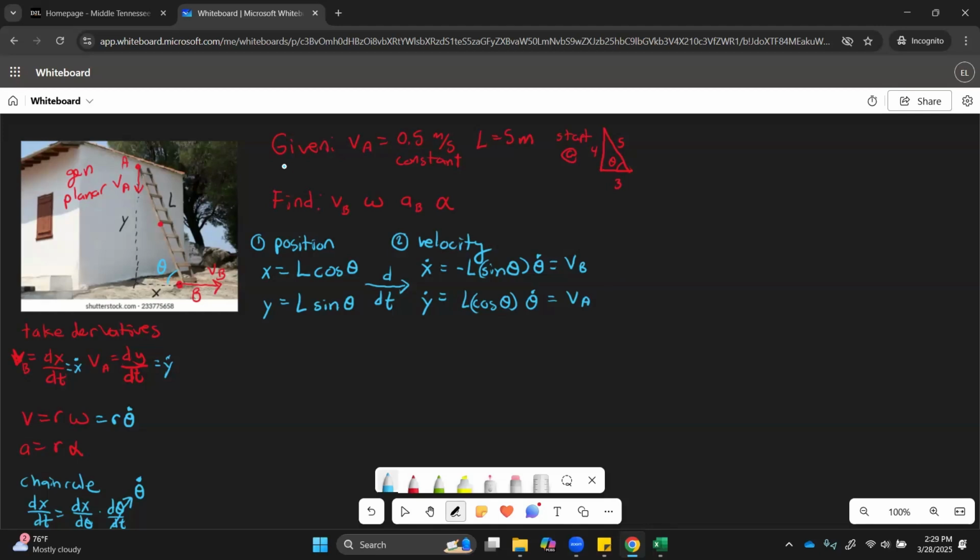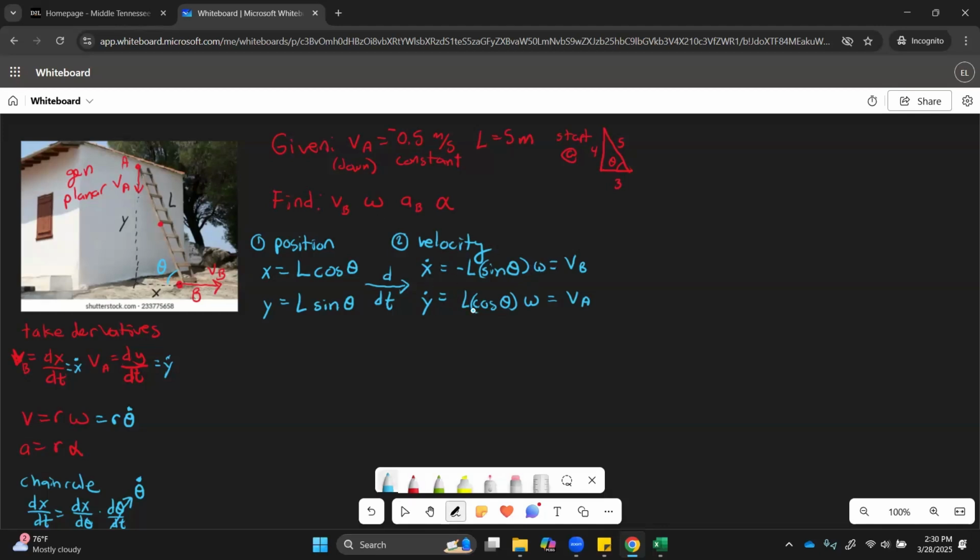And VA, we need to make a note here. VA is pointing down, so this should be a negative 0.5 meters per second. Now VB is going to be positive because VB is going to the right. So this is the positive x direction to the right, and then negative y direction would be going down. Okay, so we've got these two things. Now theta dot is the same as omega. So I'm going to go ahead here and erase the theta dot and just write omega because that is what the problem has called it right here.